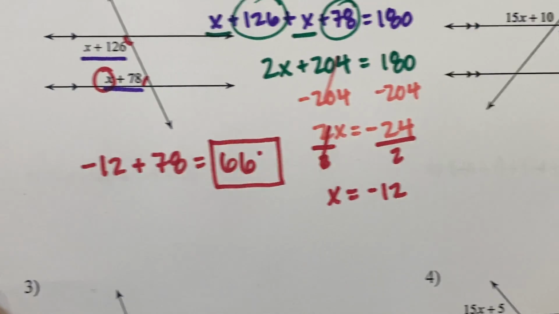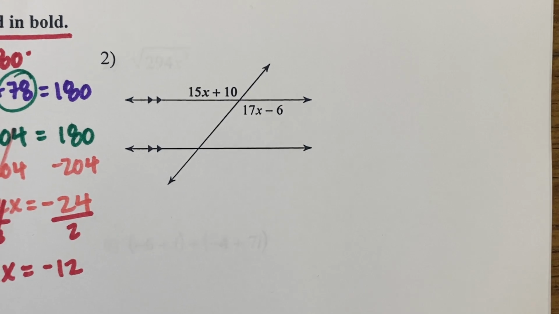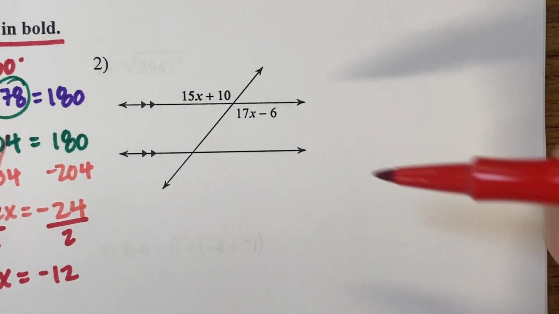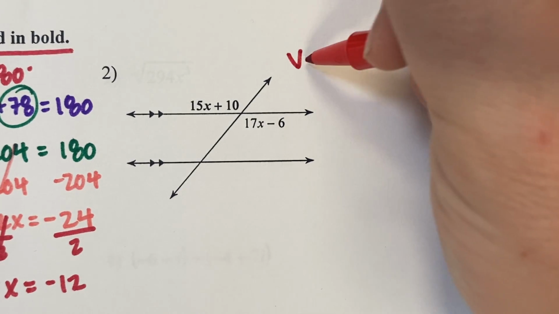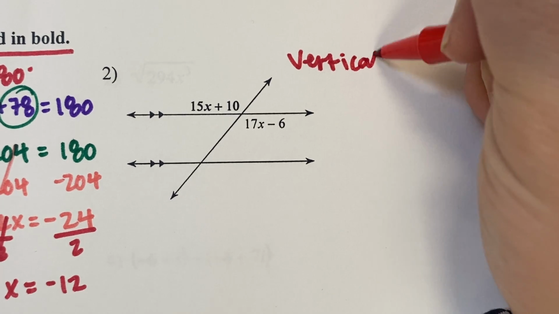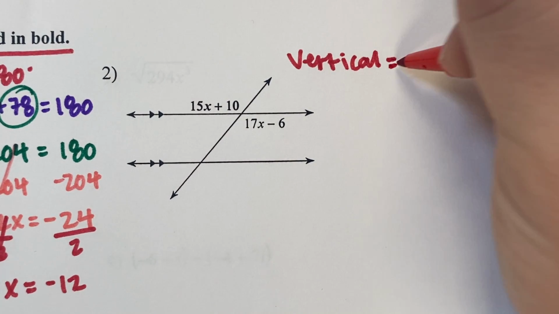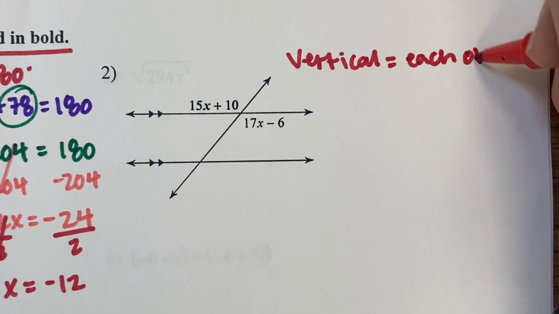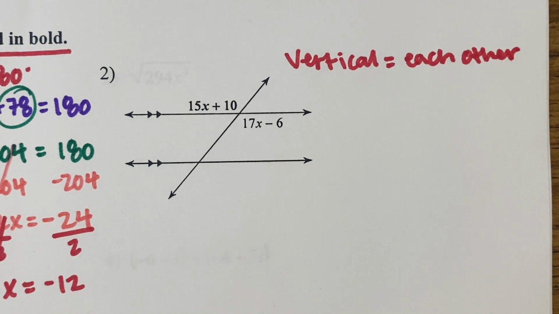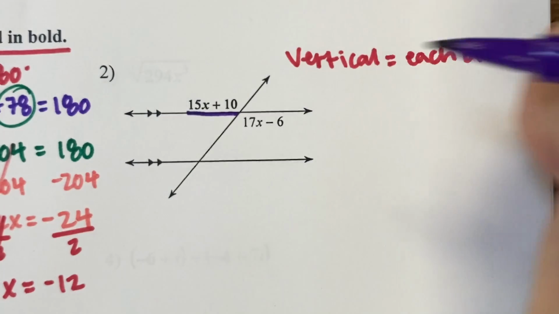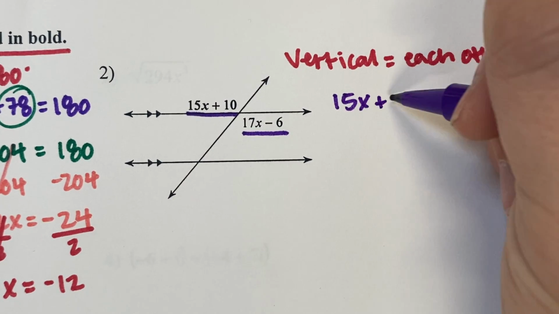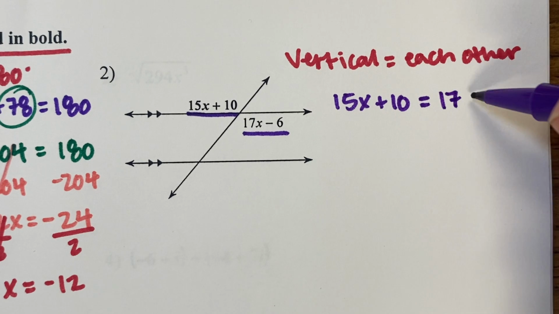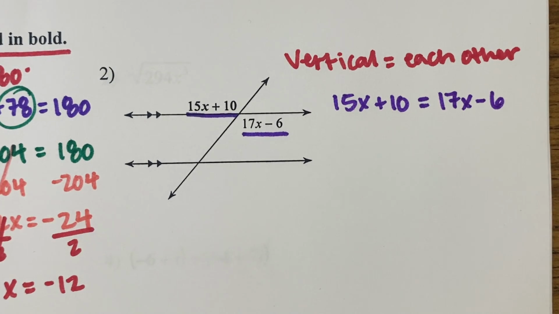Okay, let's do that again. First things first, we need to identify the relationship. I see that they're across from each other on this X-looking thing, so that tells me these are vertical angles. If we remember, vertical angles equal each other. So how we set this equation up is we take the top one, which is our one in bold, and set it equal to the other one. So I have 15x plus 10 equals 17x minus 6.